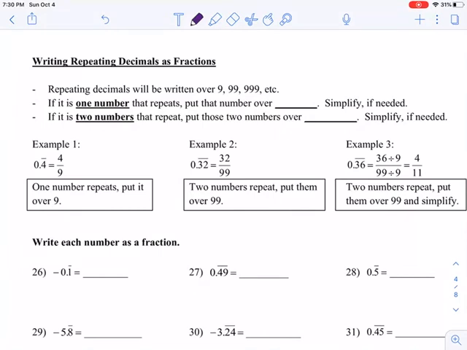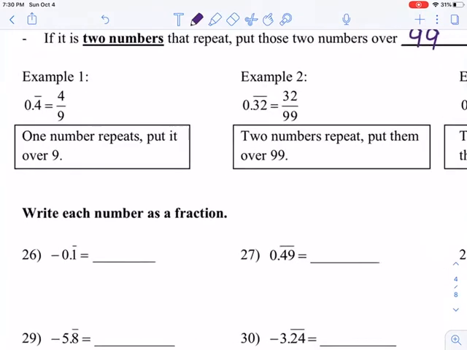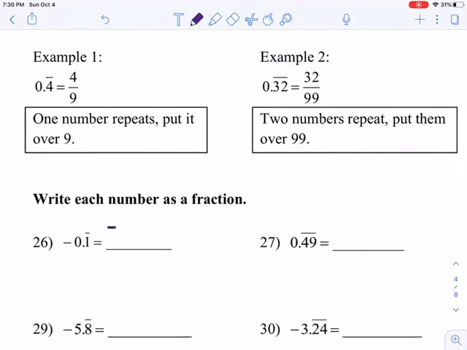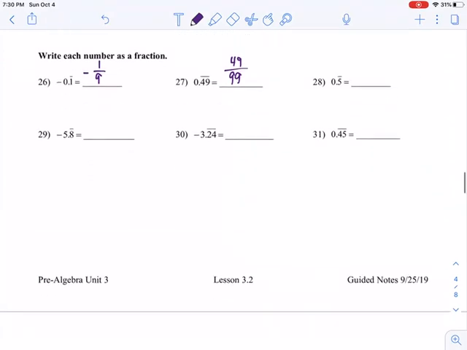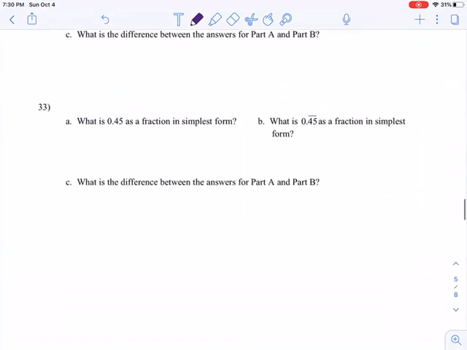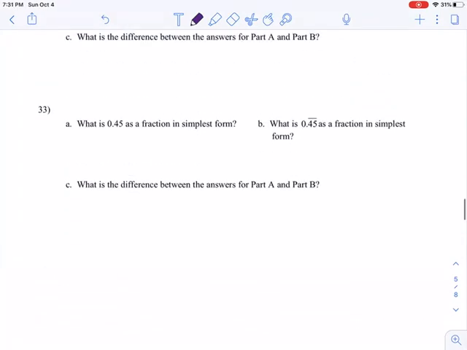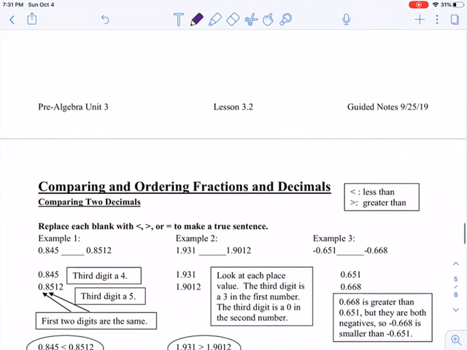Repeating decimals, these are the ones that I talked about last lesson. If it's just one number that repeats, 9. If 2 numbers repeat, 99. If 3 numbers repeat, it would be 999. And it would keep going. So if you look at 26, there's only one number repeating, and it's a 1, so that goes over 9. In 27, 2 numbers are repeating, so that goes over 99, and so on. And you can go through those there with just writing them as fractions.